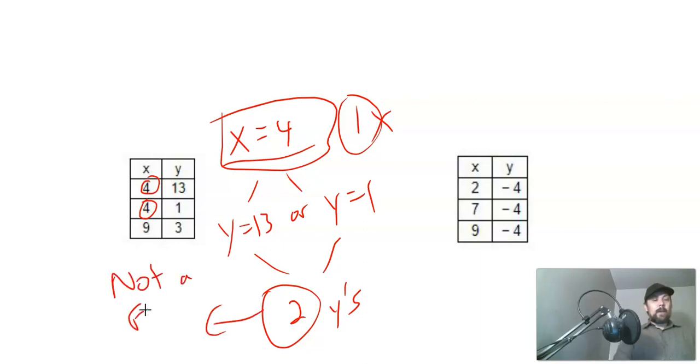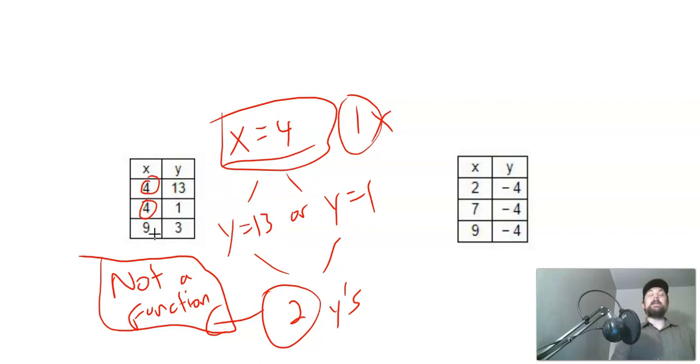And the red flag there, the indicator that that will happen, is having repeating values in the x column. If values of x are being repeated, it's because there will be more than one answer for y when you choose that value of x, therefore making this not a function. Right? So this table is not a function. And it doesn't matter how well it behaves other places. You might say, well, wait a minute, but when x is 9, there's only one answer for y. That doesn't matter. It's a case of one bad apple spoils the bunch.